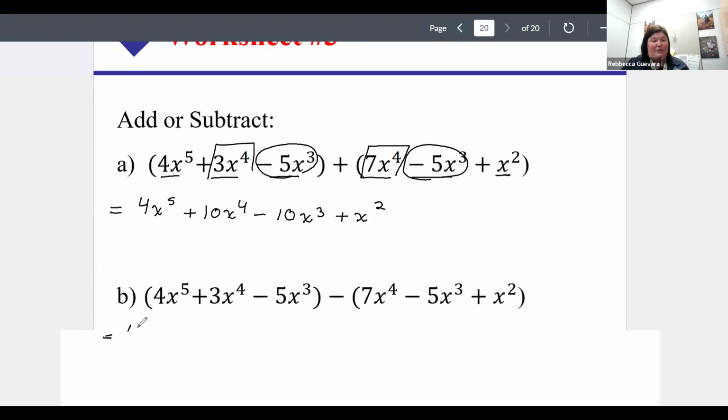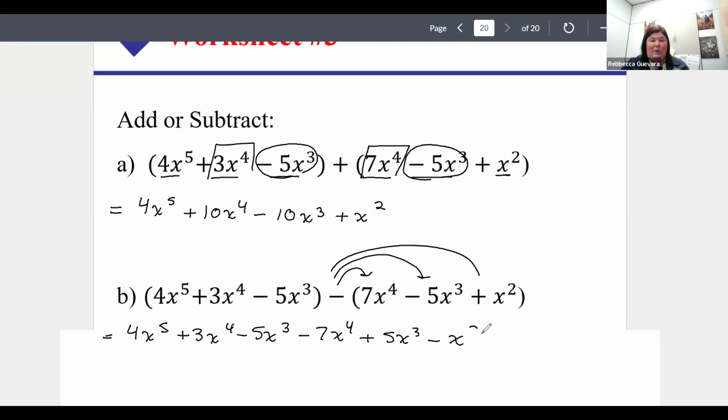Now for B, we have that first little step at the beginning where, because I'm doing subtraction, I have to get that negative across. So this is not plus 7x to the fourth, this is minus 7x to the fourth, and plus 5x cubed, and minus x squared. So 4x to the fifth, once again, doesn't have a partner. But my x to the fourths do. I have 3x to the fourth and now minus 7x to the fourth. So it's going to be negative 4x to the fourth.